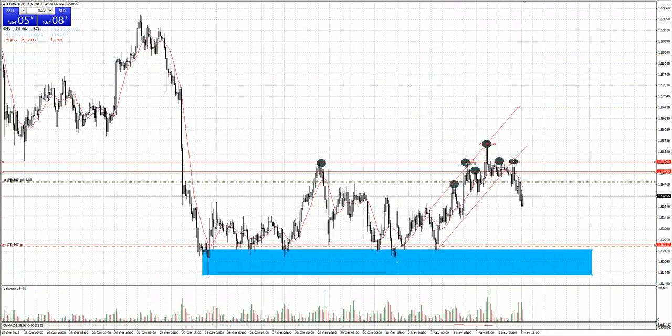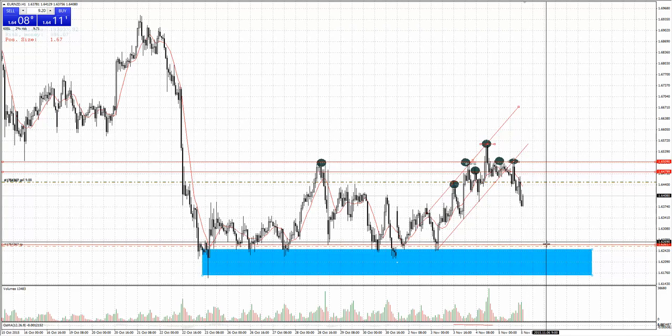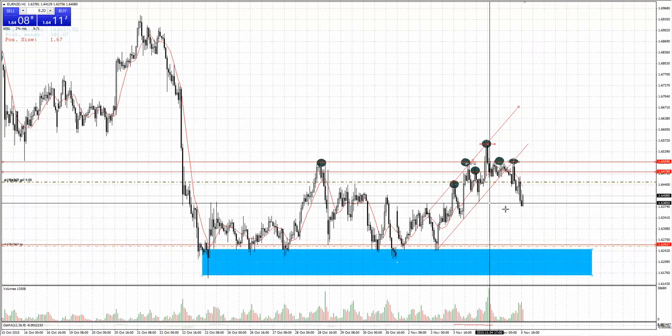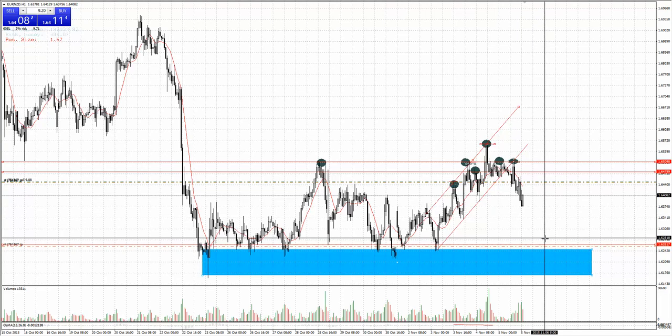Because if you go here and I go here, I got the major support. As you can see, everyone can see this is a major cluster. So of course I will put the target there, because I don't know if the price will break that or reject, and I don't want to lose profit if that happens.